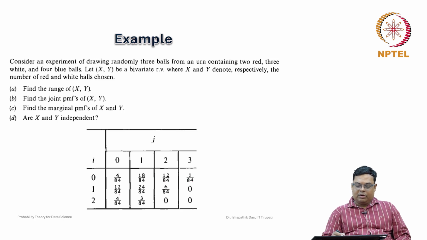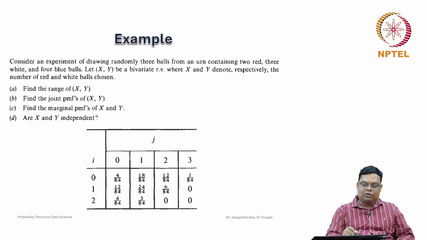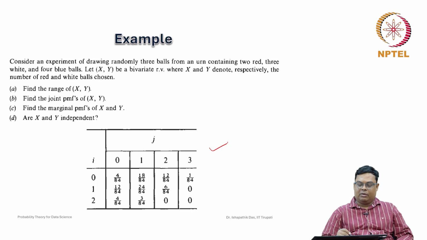Now 1 0 is 12 by 84, 1 1 is 24 by 84, 1 2 is 6 by 84, and 1 3 is not possible because the total number of balls is 3 and 1 plus 3 is 4, which is why it is 0. Now 2 0 is 4 by 84, 2 1 is 3 by 84, and 2 2 is not possible, which is why this probability is 0. So we found the joint probability mass function.